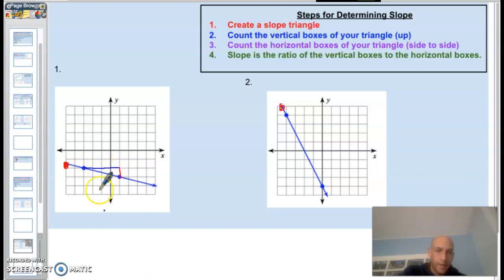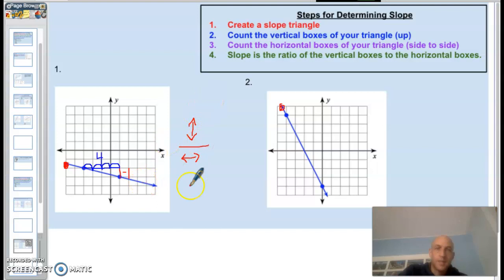So we went over 1, 2, 3, 4. We went over 4, and we went down 1. In order to go down, though, we need to represent that with a negative number. So that's not 1. 1 would be going up 1. We are going down 1. So remember, slope is always the vertical over the horizontal.